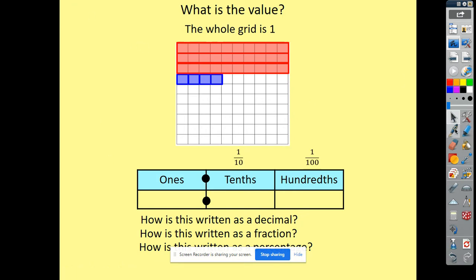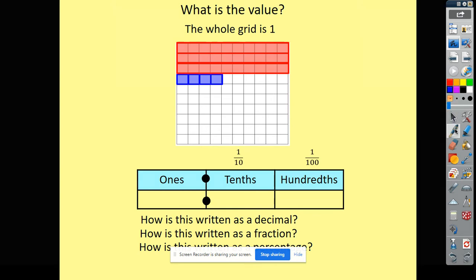So let's have a look at what has been shaded on this grid. So we know here that this here is worth 10 out of the 100. This is another 10. And this is another 10 out of 100. And then this part here, we've got 1, 2, 3, 4 out of 100 shaded.